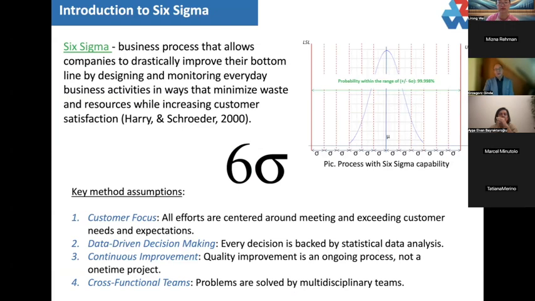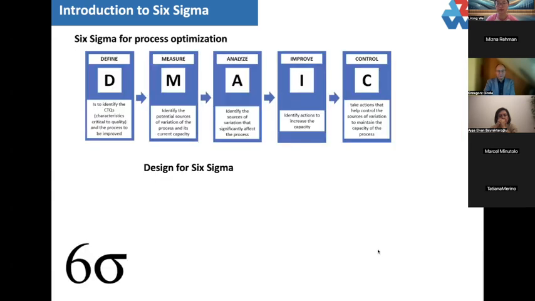Okay, so a short introduction to Six Sigma at first. This is the universal methodology to improve processes. As you can see, this improvement is related to customer focus, data-driven decision-making, continuous improvement and cross-functional teams applications. So this is a kind of philosophy of total quality management, in fact. Can I have the next slide, please?